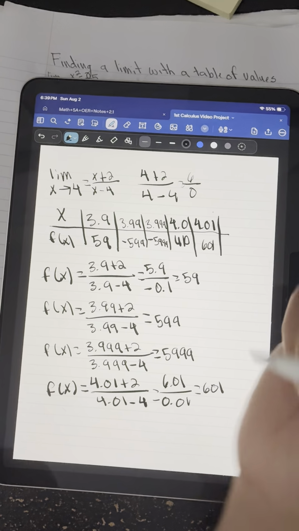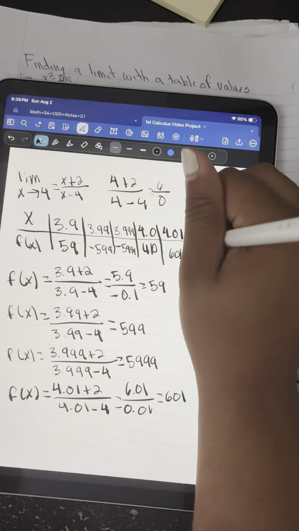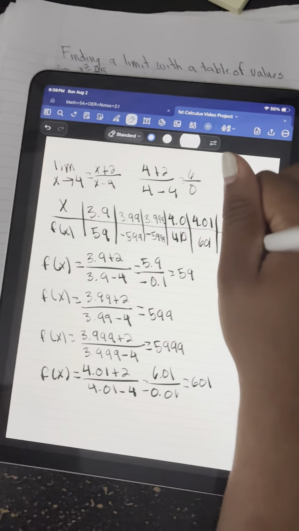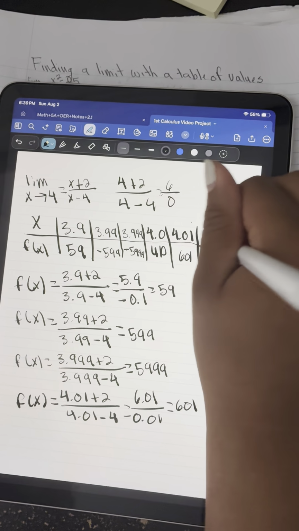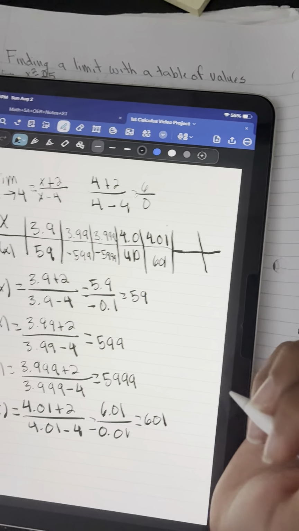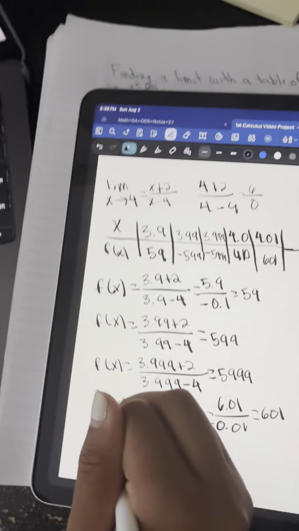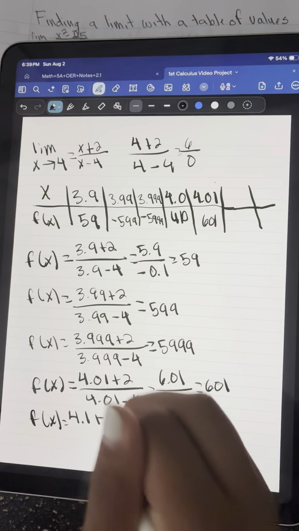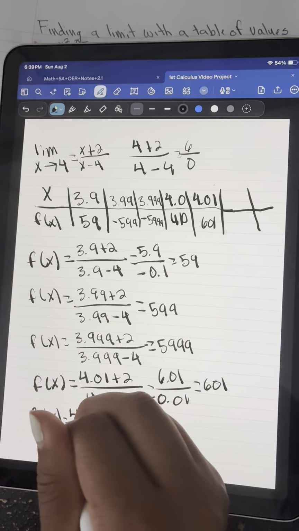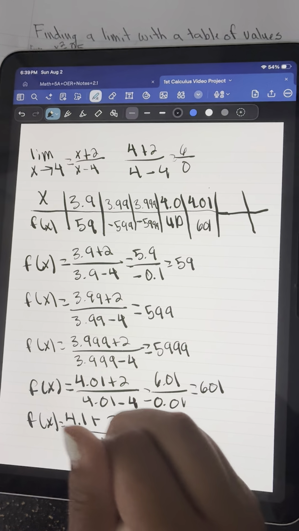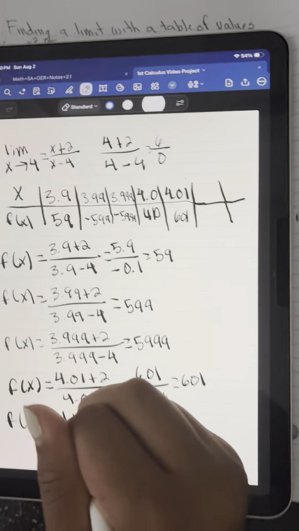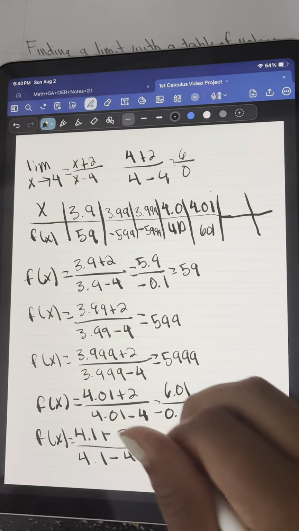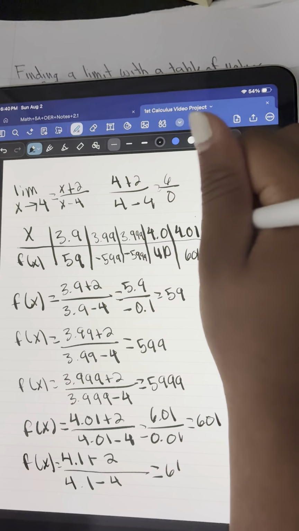Okay, so we just evaluated 4.01. Next I'm going to put f of x of 4.1, plus 2 over 4.1 minus 4, which equals 61. We'll put 4.1 up here as well.